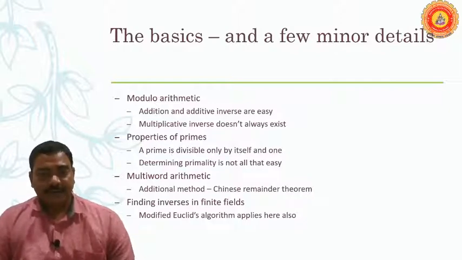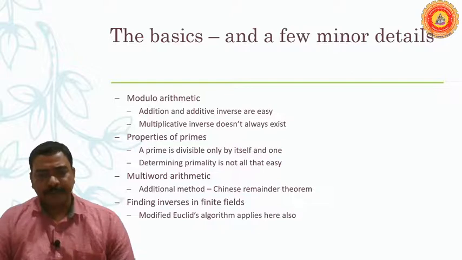The basics of number theory, we will use some of them. The first one is modulo arithmetic. It is important for the cryptography and network security classes. Addition and additive inverse are easy. Multiplicative inverse doesn't always exist, because we have to use the extended Euclidean algorithm for that. Only if the GCD of two numbers is 1 is the multiplicative inverse of that number present. Otherwise, the multiplicative inverse is not available.